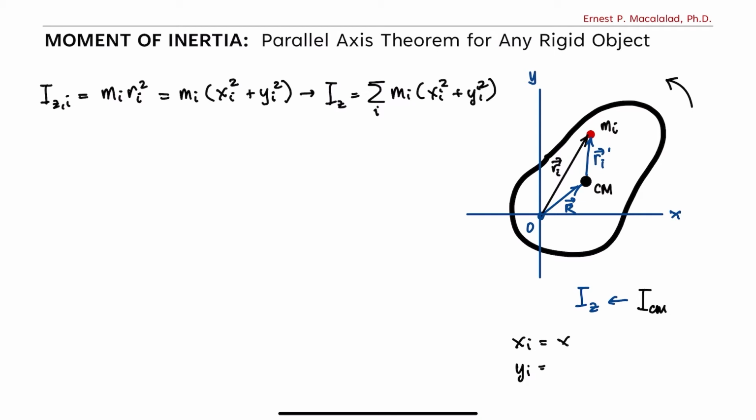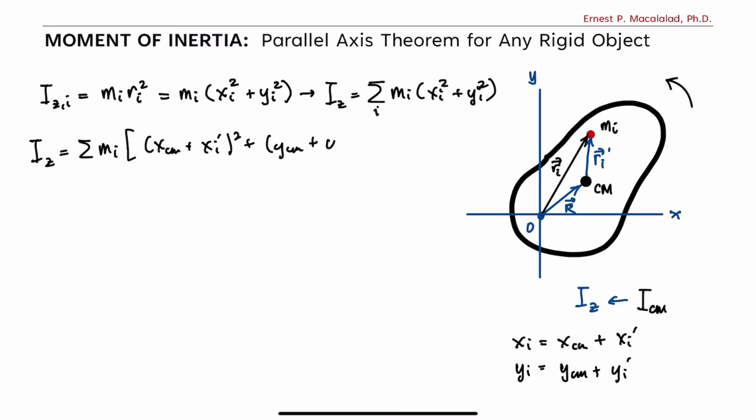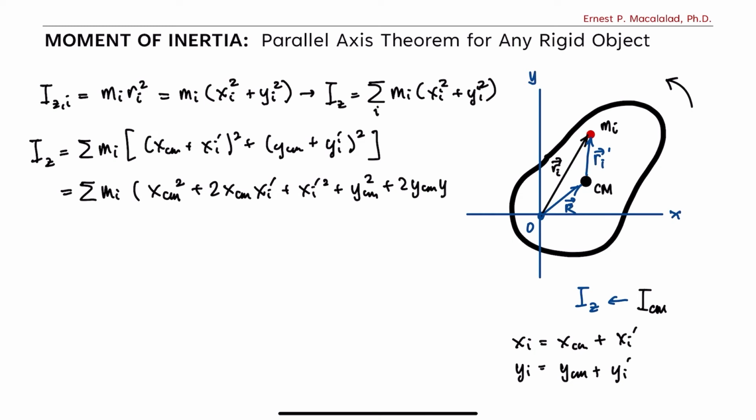So here from this relationship, we can express Xi and Yi as follows. Xi would be equal to Xcm plus Xi prime, while Yi would be Ycm plus Yi prime. Thus, the moment of inertia would be equal to the sum of Mi times (Xcm plus Xi prime) squared plus (Ycm plus Yi prime) squared. And this is equal to the sum of Mi times Xcm squared plus 2 Xcm Xi prime plus Xi prime squared plus Ycm squared plus 2 Ycm Yi prime plus Yi prime squared.